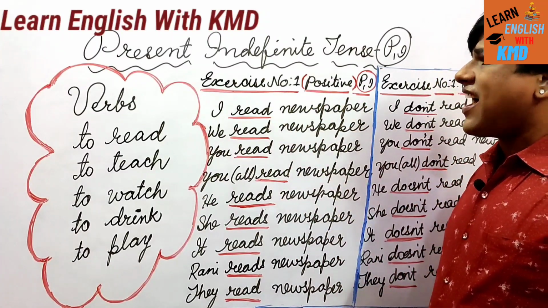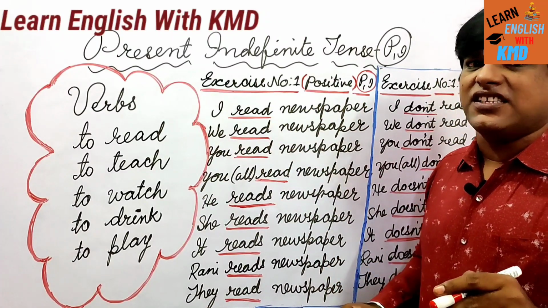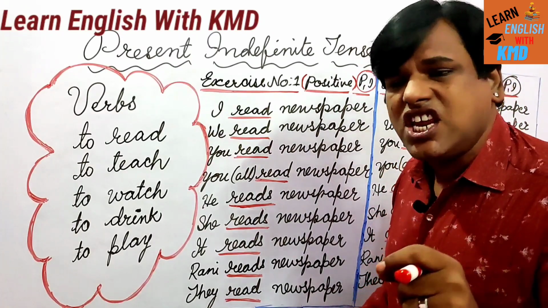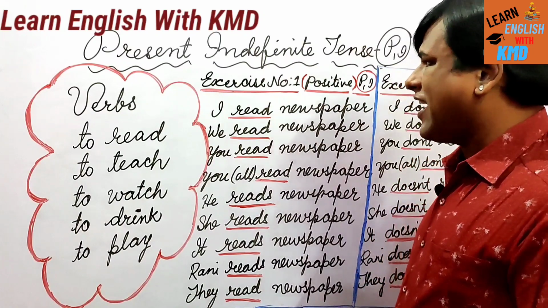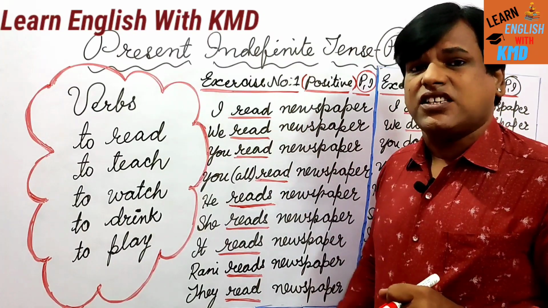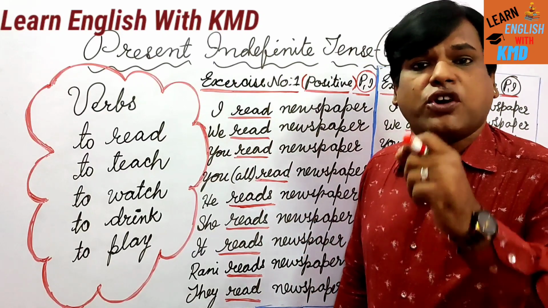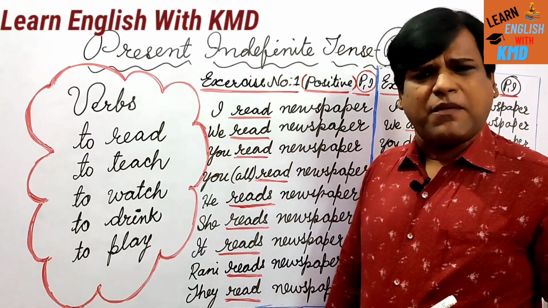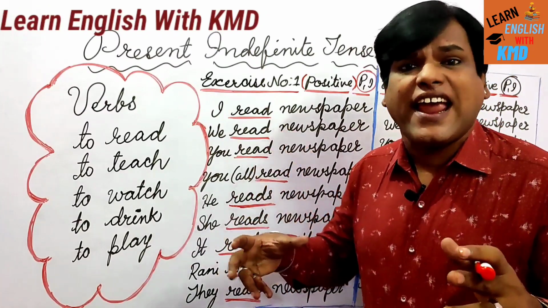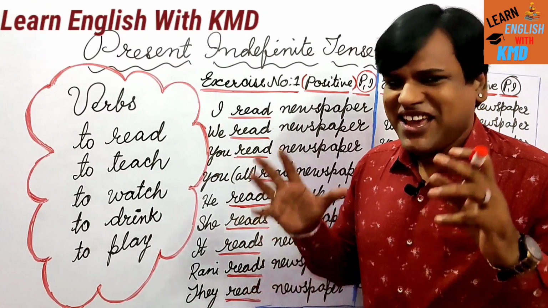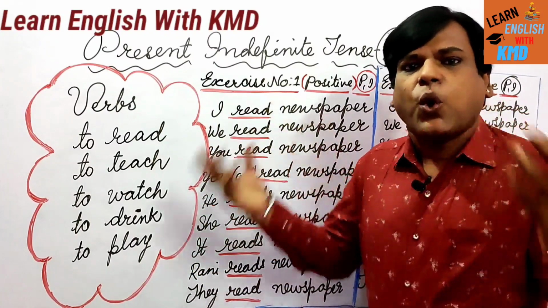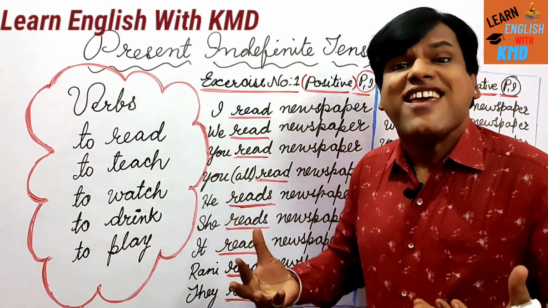As far as this exercise is concerned, this exercise is based upon present indefinite tense, which is also known as simple present tense. Exercise number 1, positive. Well, this exercise is exclusively meant for your tongue. If you want to become a fluent speaker of English language, the very first thing you need to train is your tongue. Yes, you heard me correct. You need to train your tongue. You need to control your tongue. You need to tame your tongue.